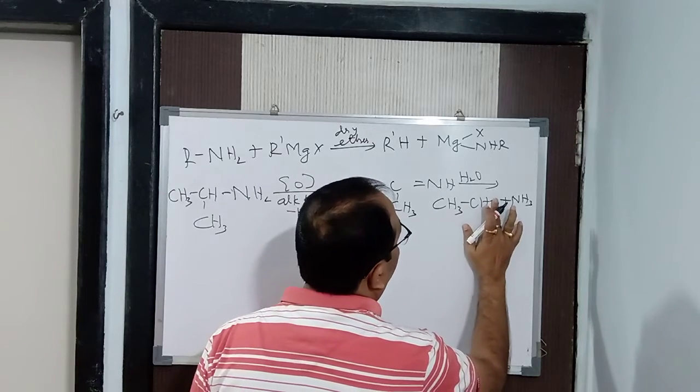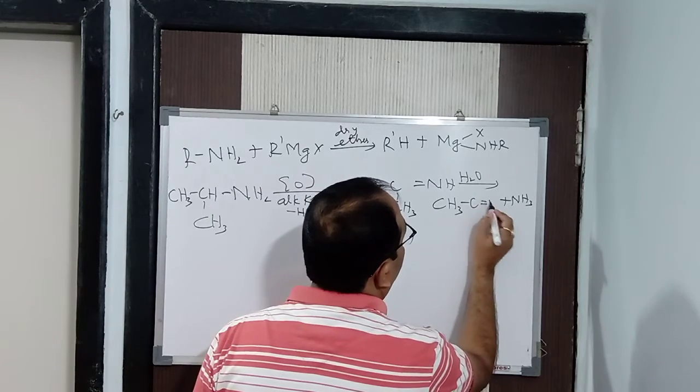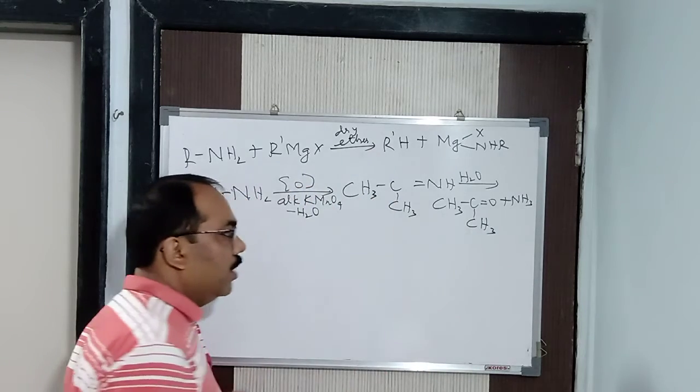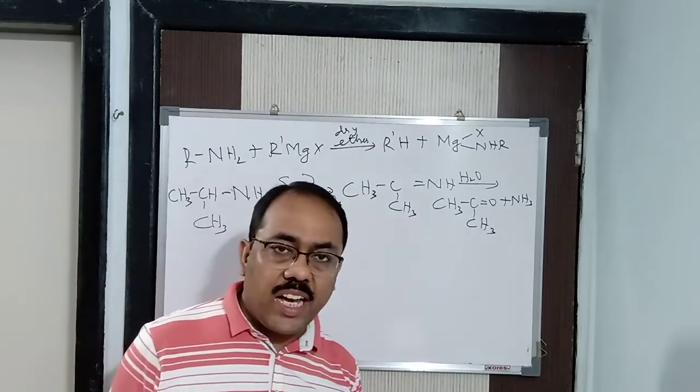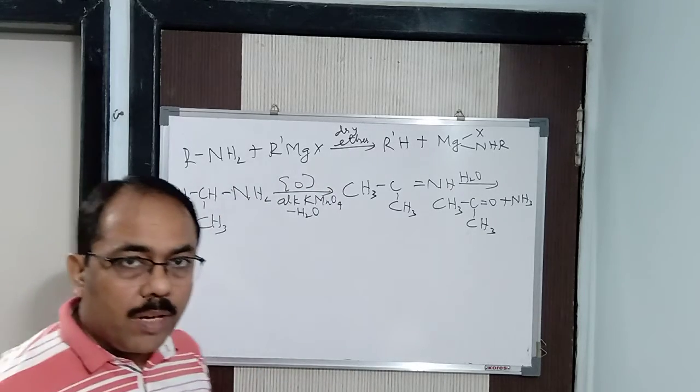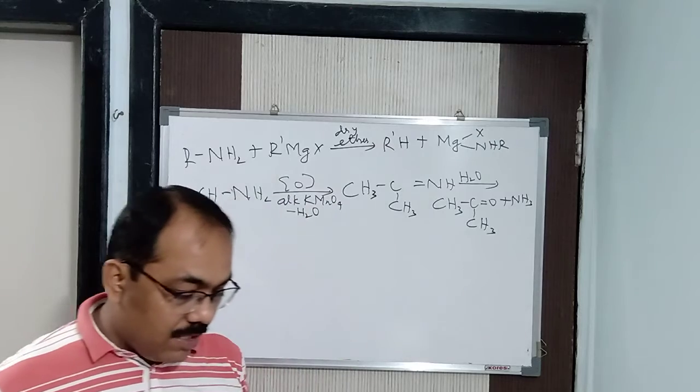So here what will it be? It will be nothing but C double bond O and here CH3. What is that? Acetone. I will be getting it. Clear? If I take isopropylamine, this is your isopropylamine, so to say, the same primary amine, isopropylamine will give you acetone.